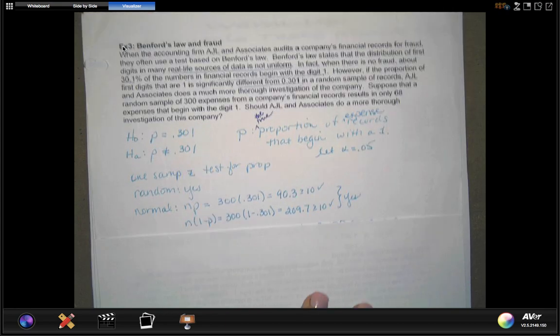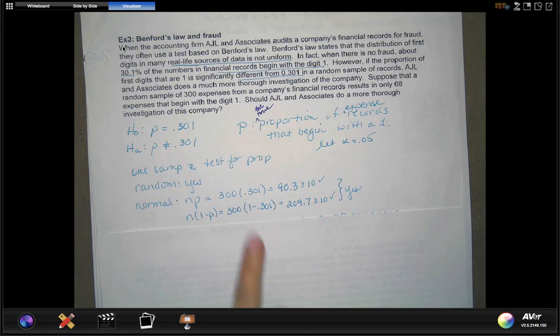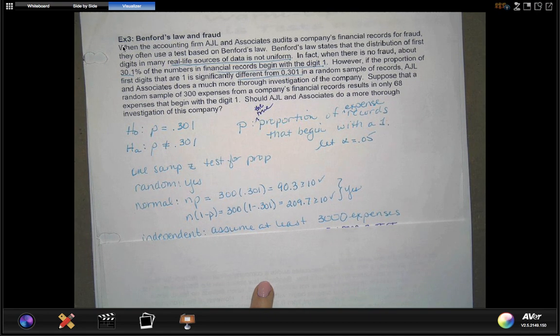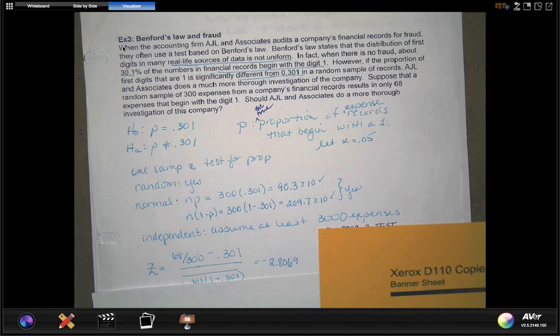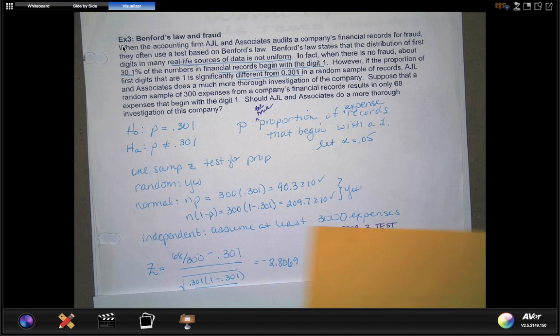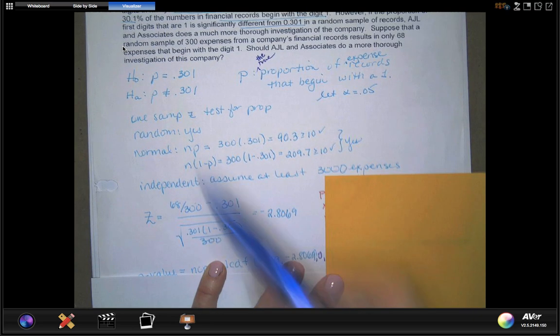Here's all my, remember I'm using P there, I'm not using P hat. Here's my conditions. All right, I'll talk about this part over here in a second. So I calculate my test statistic. Plug it in. All right, now with this one right here, this is a two-sided one.